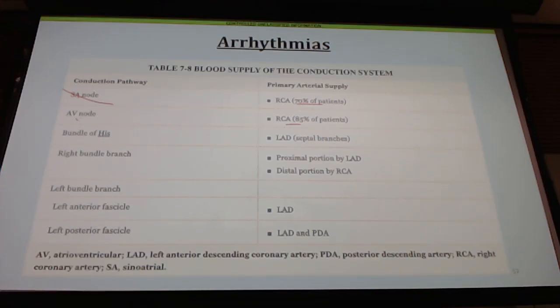85% of your patients' AV nodes are going to be supplied by the right coronary artery. So now I have right coronary artery occlusion. I now have knocked out my SA node and my AV node. Imagine what the implications are if those two structures are knocked out. Okay.